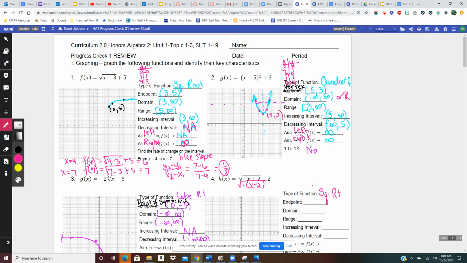Is this one-to-one? One-to-one means it passes the horizontal line test. If I draw a horizontal line here, you can see that it hits more than 1 point. It does not pass the horizontal line test, so it is not one-to-one. Doesn't pass horizontal line test.